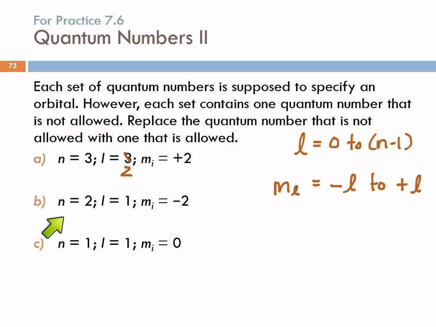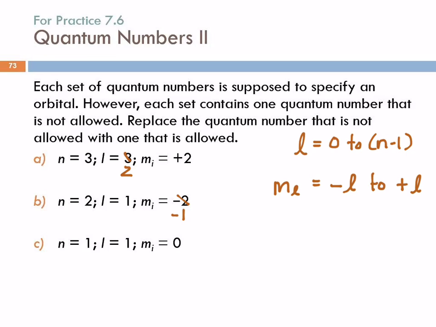Let's look at letter B. Well, n equals 2 is fine. Could L equal 1 if n equals 2? Yeah, because L needs to be 0 up to n minus 1. So here, L is n minus 1, so that's okay. If L is 1, can we have M sub L being minus 2? No. What could it be? Could be minus 1. We could also choose 0 or plus 1. Those are also possible values for that.